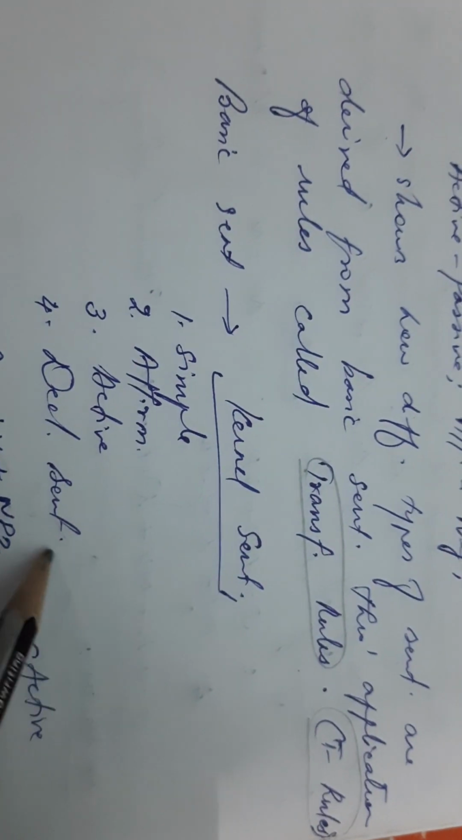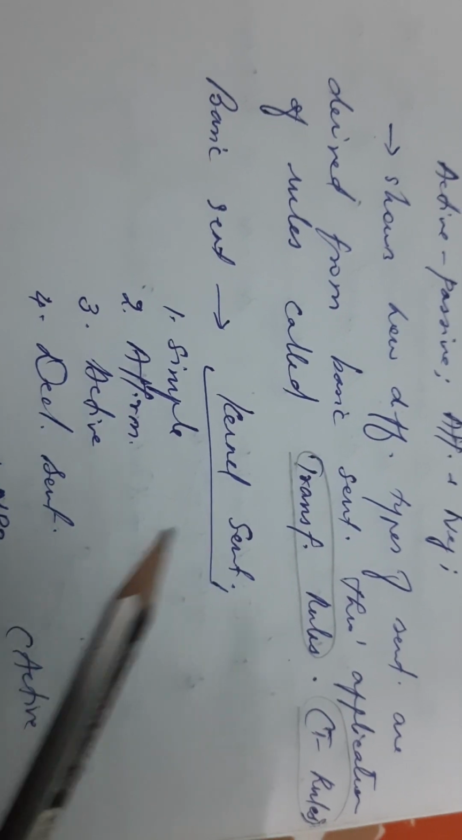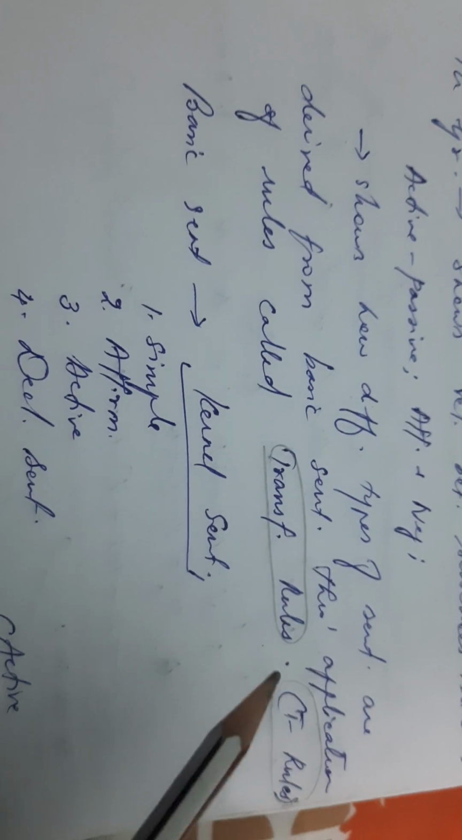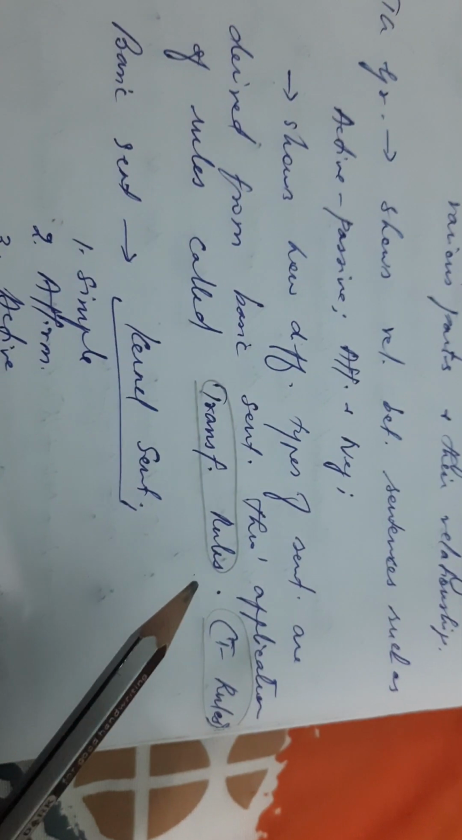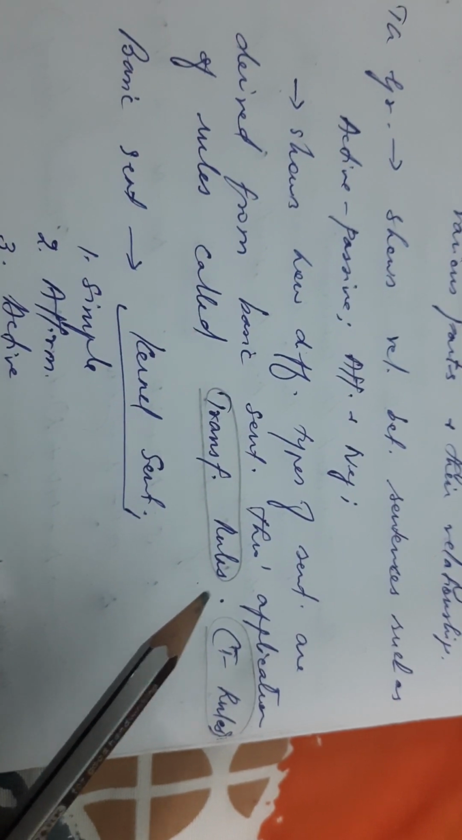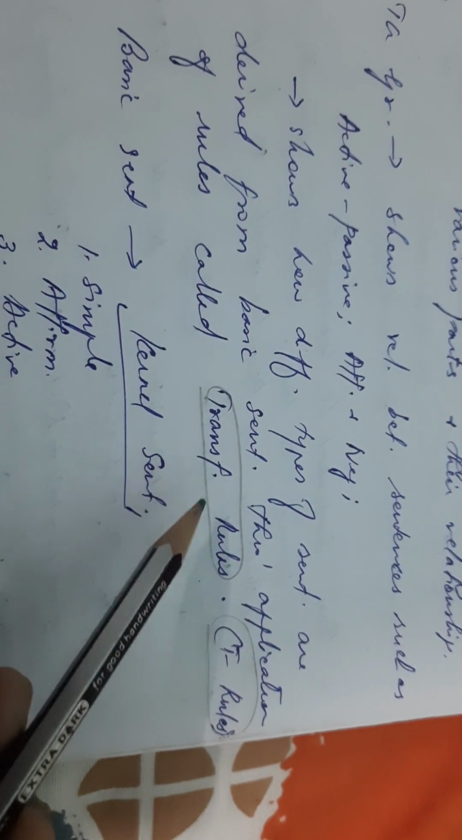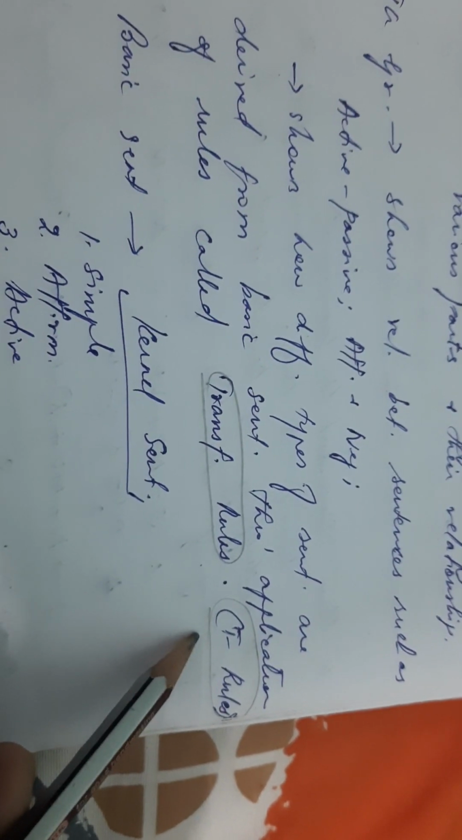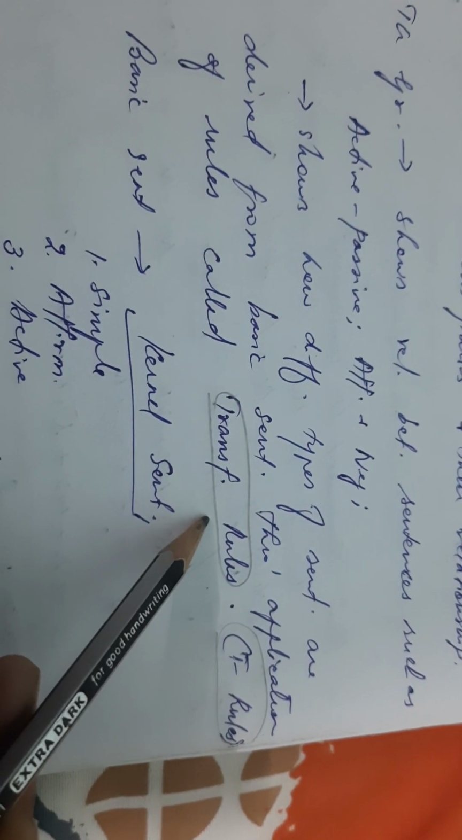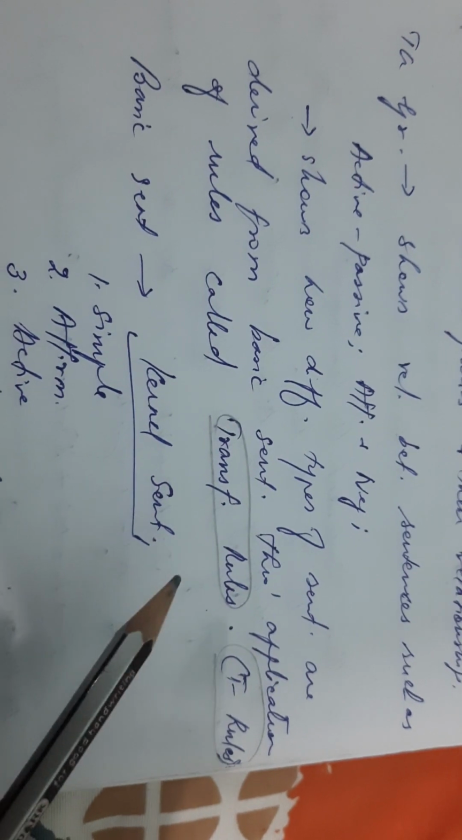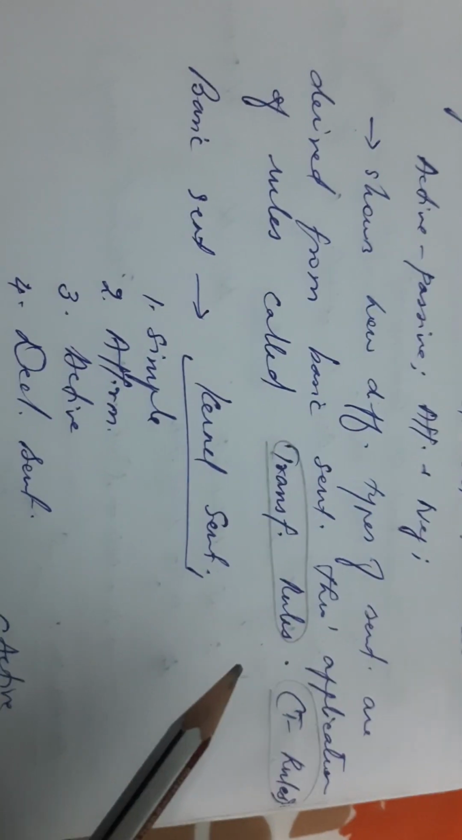And out of all these kernel sentences, we derive many other sentences. Okay, so how do we derive many other sentences out of the kernel sentences? By applying transformational rules or T rules. Okay, so by applying transformational rules or T rules to the kernel sentences, we derive many other types of sentences.